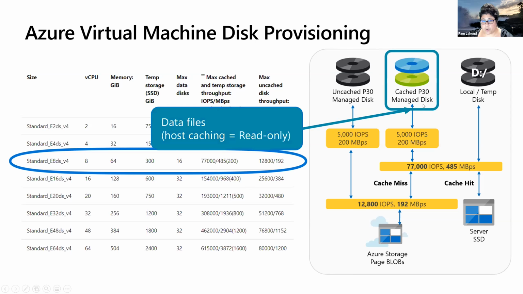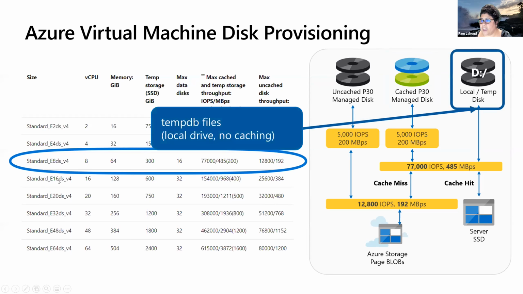Data files, we said turn on read-only caching for all the drives that host data files. So for read-only caching, you're looking at a combination of the disk level provisioning, the SSD level provisioning, and the VM level provisioning. And then for tempdb files, local drive, no caching. This is only hitting the SSD level provisioning. So any IOPS for tempdb are going to count towards this limit.